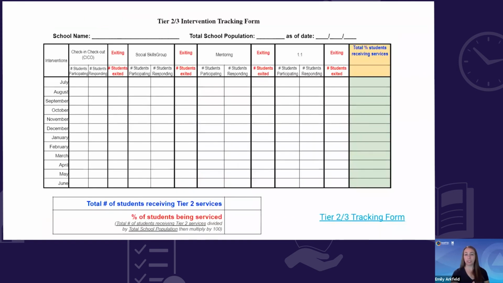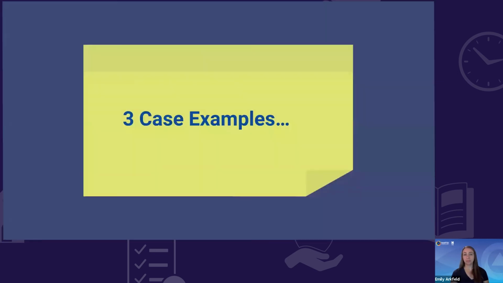We also included in here an example of a tier 2 and tier 3 intervention tracking form. And you can use this to help determine where your base rate falls in comparison to your serviceable base rate.